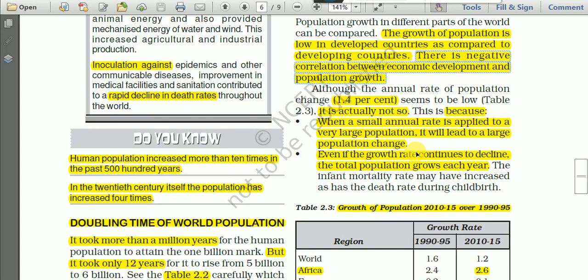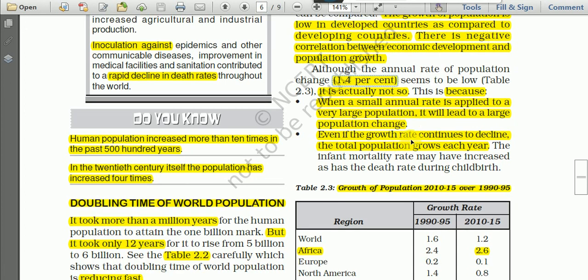Although the annual rate of population change, that is population growth, is 1.4%, it seems to be low, but actually it is not so. Because when a small annual rate is applied to a very large population, it will lead to a large population change. Let me repeat. When a small annual rate is applied to a very large base population, it will lead to a large population change.